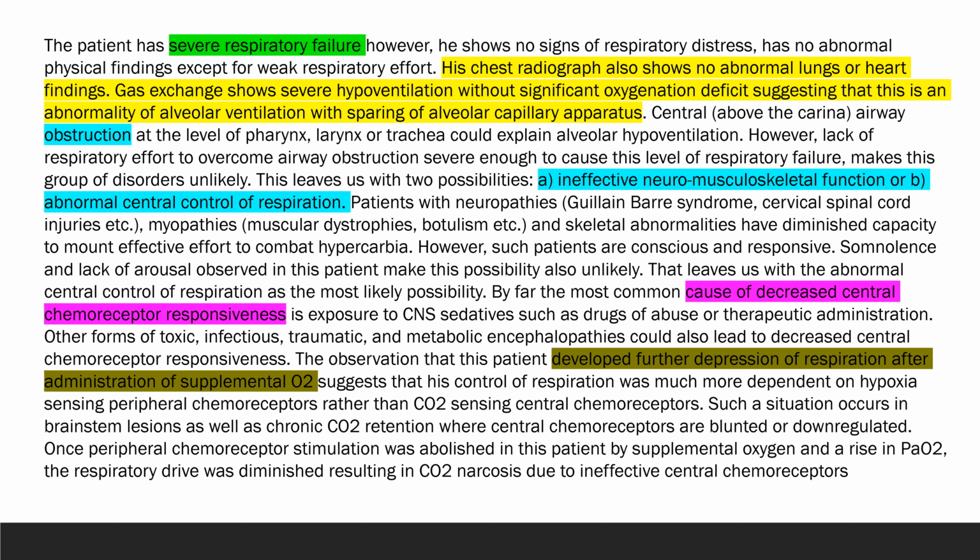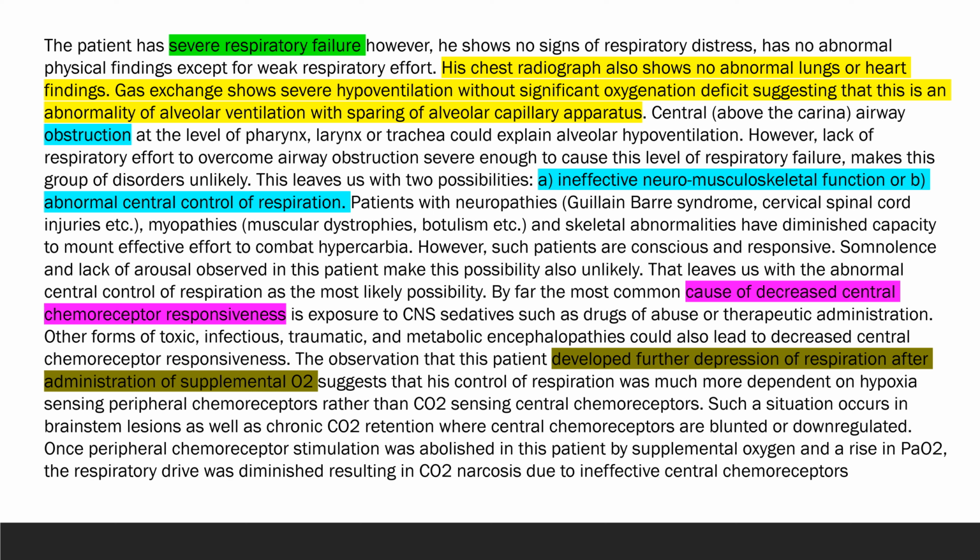Secondly, is ineffective neuromusculoskeletal function. So it includes both neuropathies and myopathies. Neuropathies like GBS, cervical spinal cord injury, and myopathy like muscular dystrophy or botulism. Even skeletal abnormalities like scoliosis may be there. Now, if it would have been the case, it can explain alveolar hypoventilation, but in that case, consciousness would not have been affected. Here, consciousness is also affected. So, again, it seems to be unlikely.